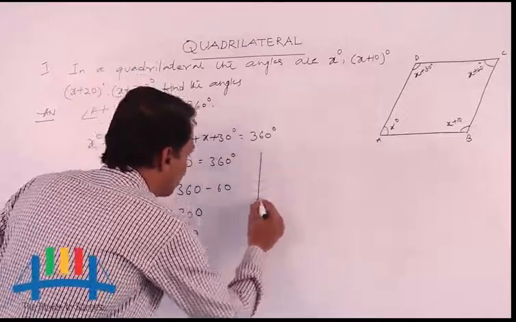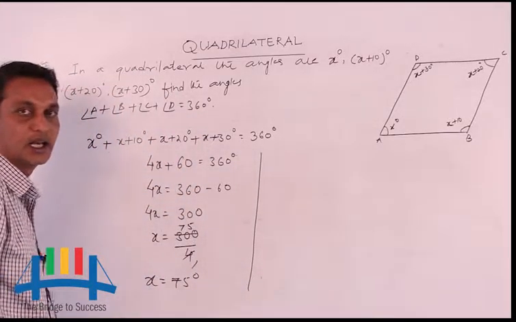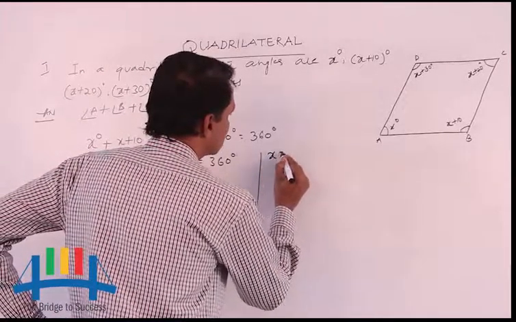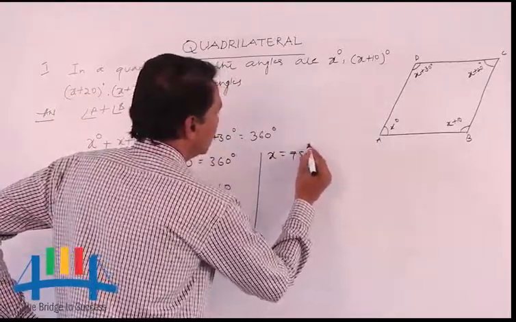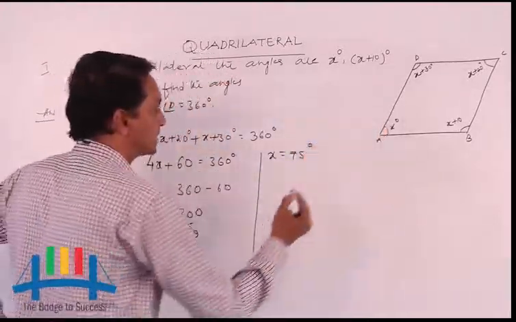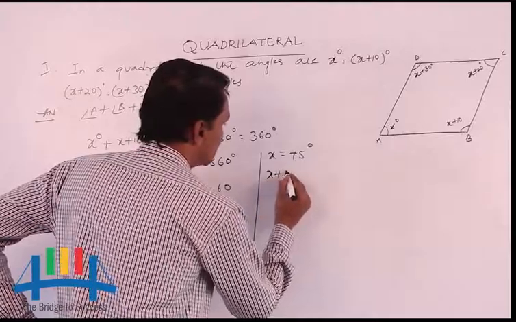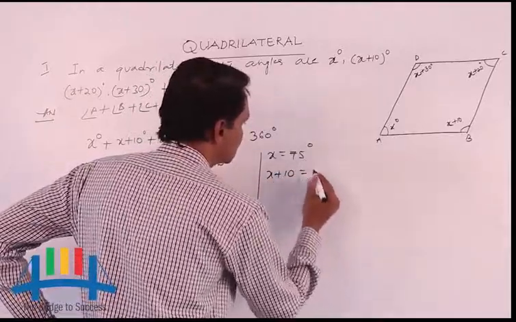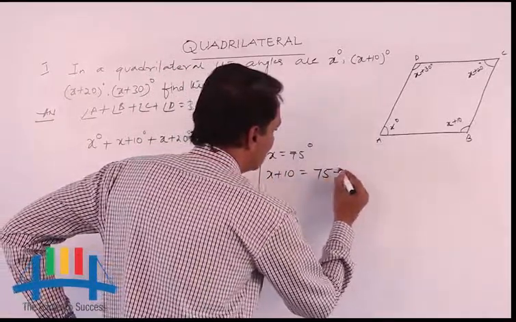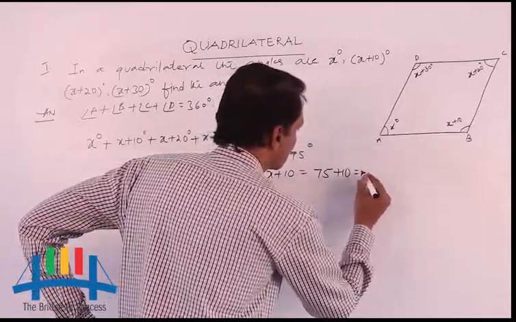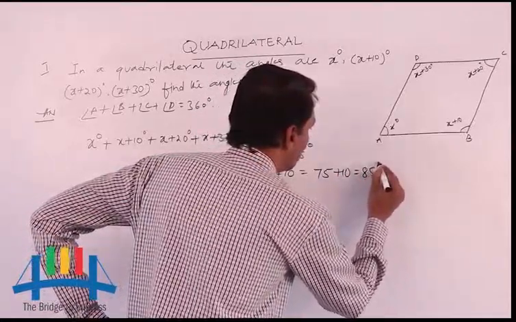Is it clear? You got the first angle. What is the first angle? x is equal to how much? x is equal to 75 degrees. Okay, what is the second angle? Second angle is x plus 10. What is x equal to? 75 plus 10. Is it clear? That is equal to how much? It is equal to 85.